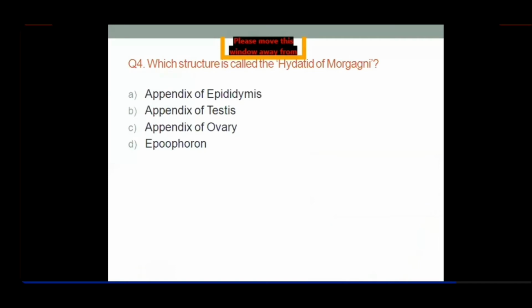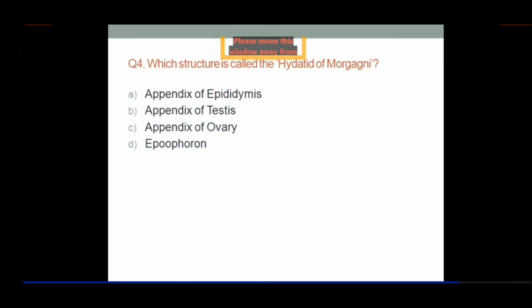Which structure is called hydatid of Morgagni? Sir, appendix of testis. Think, all the appendices here are remnants, vestigial remnants. Which structure is called hydatid of Morgagni? Appendix of epididymis. Appendix of testes. Appendix of testis, appendix of ovary, epophoron.